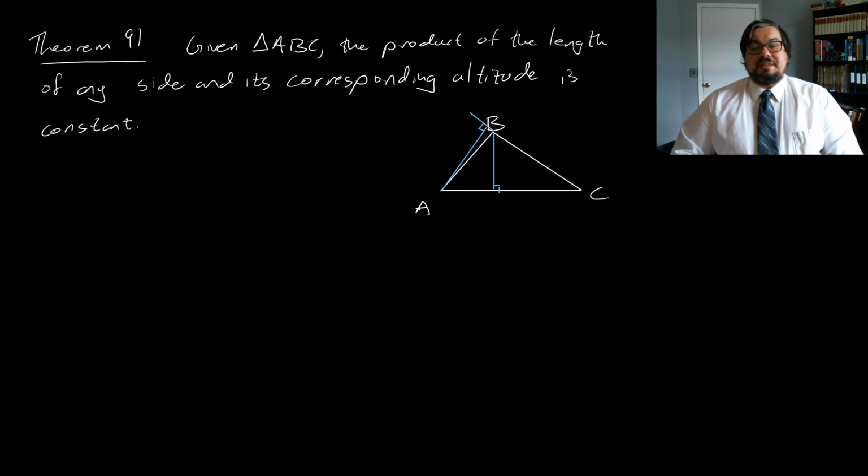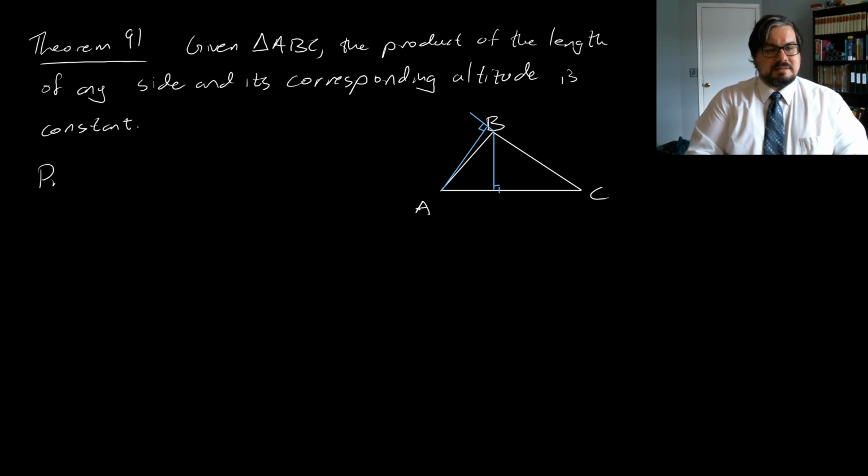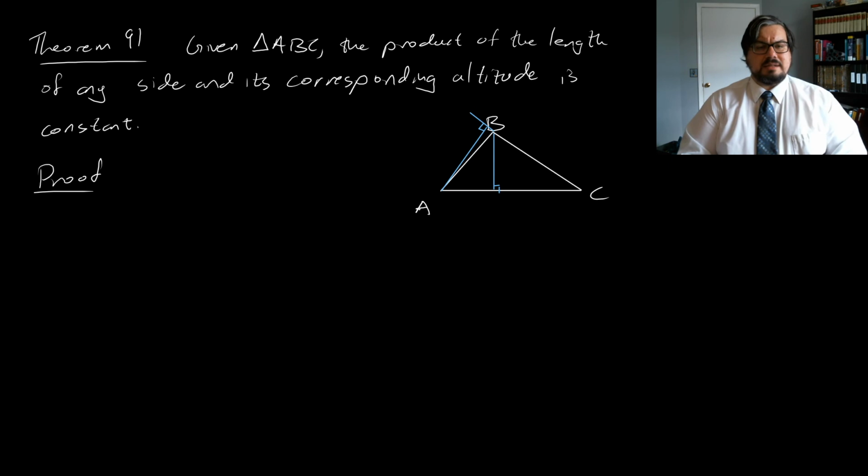And the theorem says that no matter which altitude I take, if I take the length of the altitude and the length of its corresponding side and multiply them together, I always get the same number. Even though the side lengths could be different, and the lengths of the altitudes could be different, the product is always a constant. And therefore, it's a number that we can attach to a triangle in a well-defined way. So let's see the proof of this, which takes a little bit.